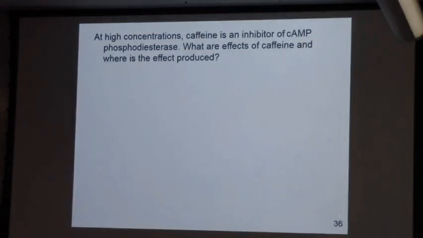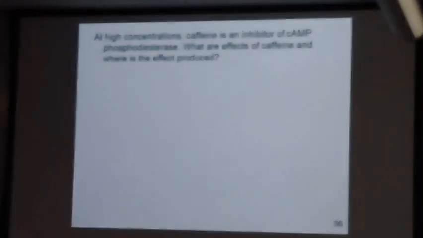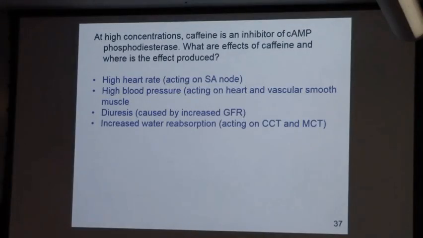So increasing blood pressure, what would that do to GFR? Increased GFR is the mechanism for diuresis. The effect on the cortical and the medullary collecting tubule is a confounding effect. So high heart rate, high blood pressure, diuresis, increased water absorption, but that's confounding because we have high diuresis.